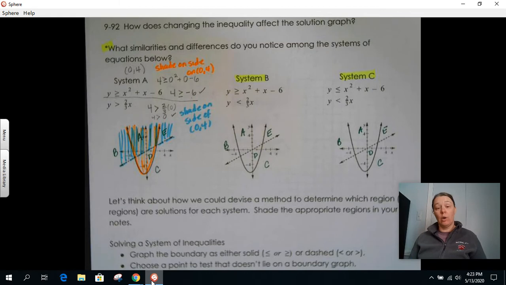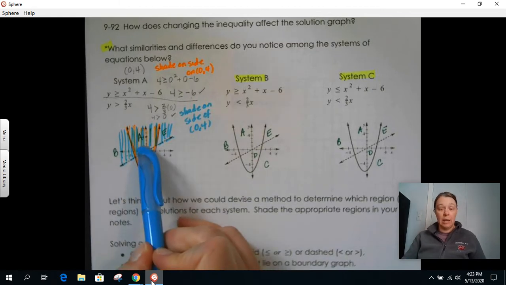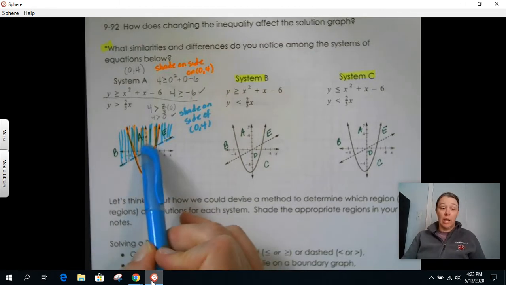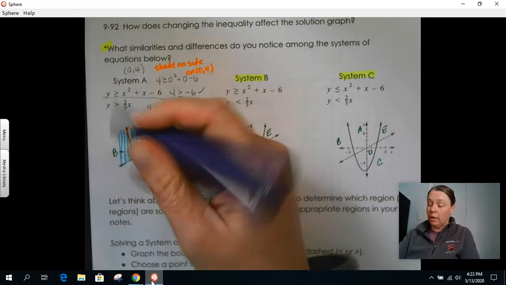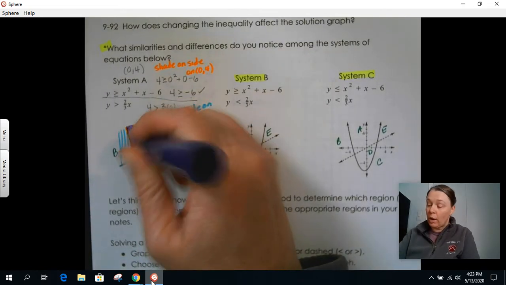Hopefully you're thinking it would be the region that has the A, or not the A. It is region A, but it's the region where it's blue and orange, which is region A. Okay, so that's my solution in this case. It's the section right here. Okay, so you guys are going to take a minute.